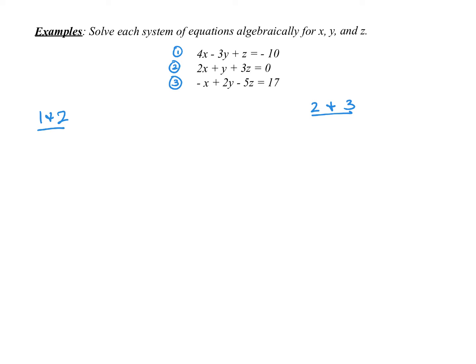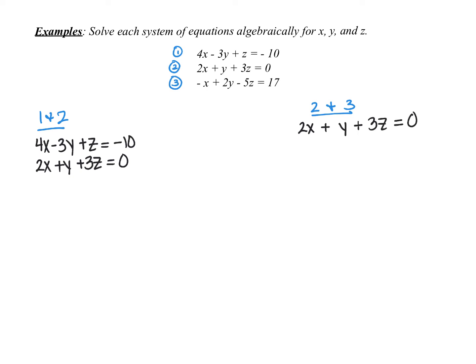So equation 1 is 4x minus 3y plus z equals negative 10. Underneath it, we're going to put equation 2. So 2x plus y plus 3z equals 0. And then over here on the right, we're going to put equations 2 and 3. So equation 2 is 2x plus y plus 3z equals 0. And equation 3, negative x plus 2y minus 5z equals 17.